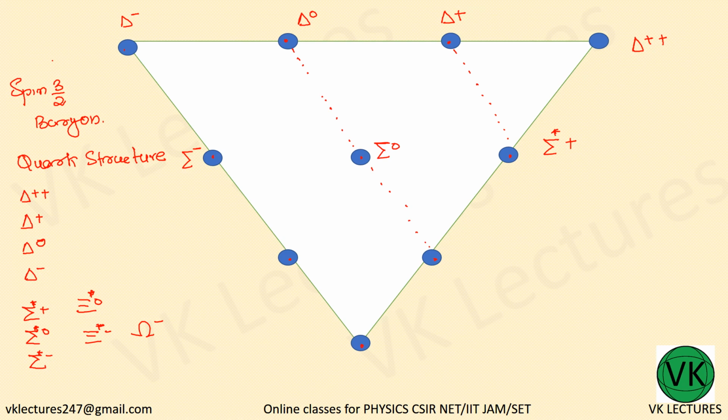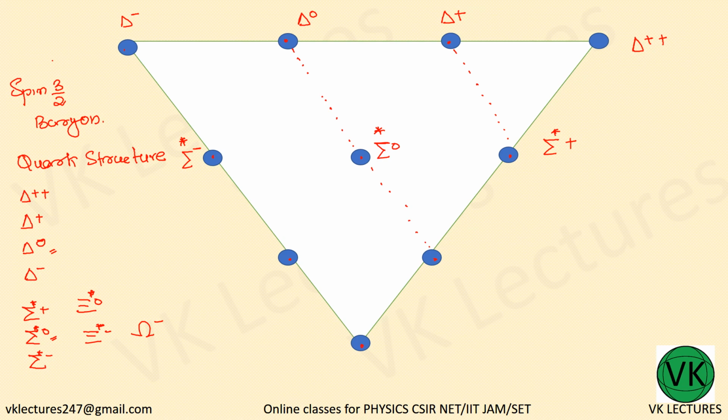And now this one should be zero charge, and you know that delta naught and sigma naught star. Here we need to write star, because if you don't write star, this belongs to spin half baryon. Now it is a spin 3/2 baryon.